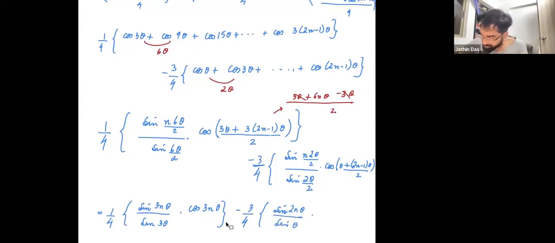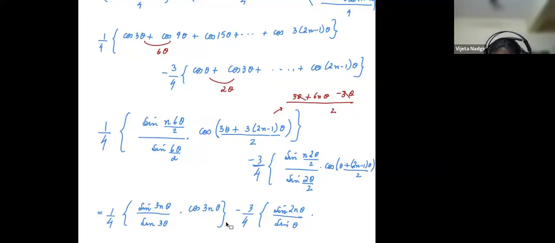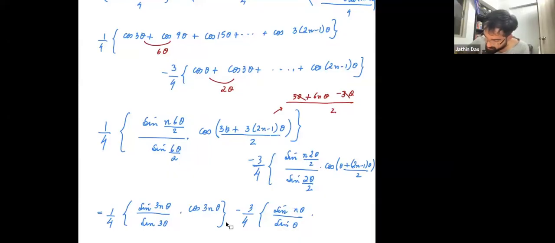Correct? Here also you will get sine n theta, cos n theta, 2n theta by 2, sine theta n theta. Okay, here also there is no cos. You clear?